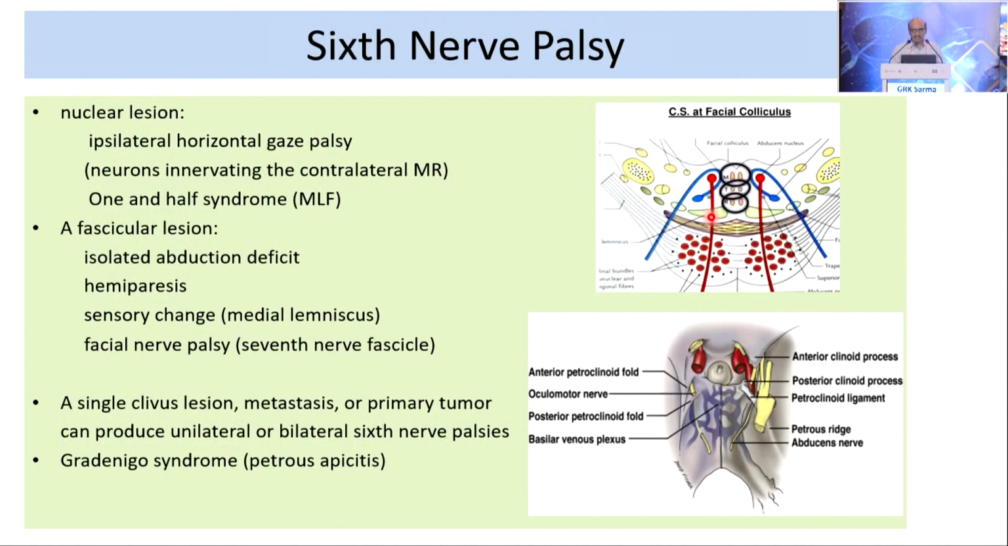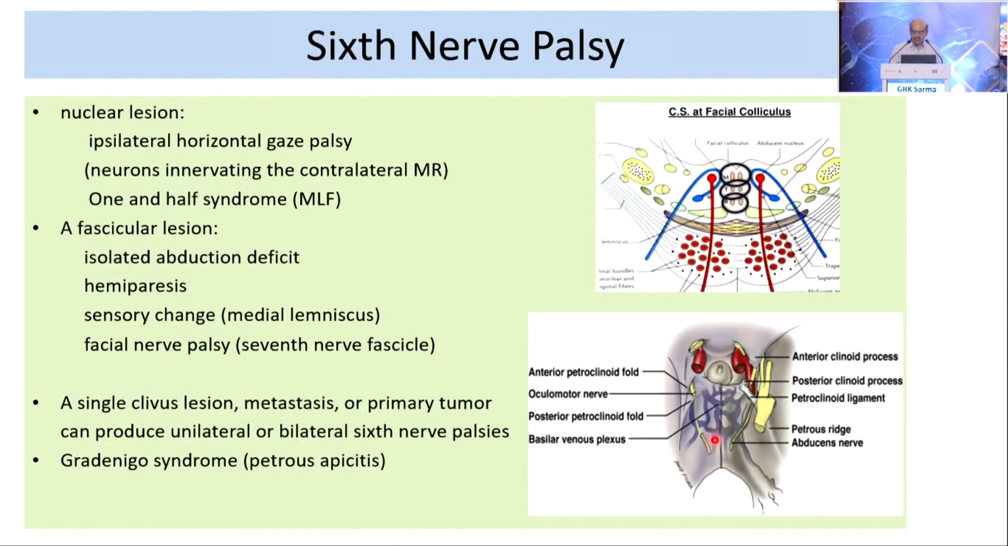Sixth nerve palsy: you can have nuclear and fascicular lesions. As I already mentioned, if there is a nuclear lesion, you will get horizontal gaze palsy, not abducens weakness, and you can get MLF syndrome. With fascicular lesions, you can get involvement of the pyramidal tract, so you can get hemiparesis, lemniscus involvement causing hemisensory loss, and so on. Other long tract deficits can be there. And the seventh nerve, because it loops around the sixth nerve nucleus, can be paralyzed.